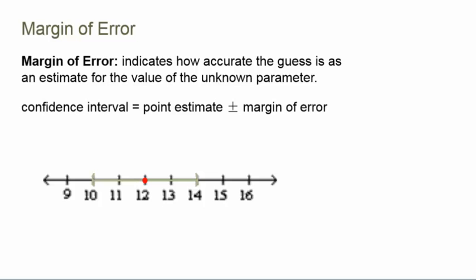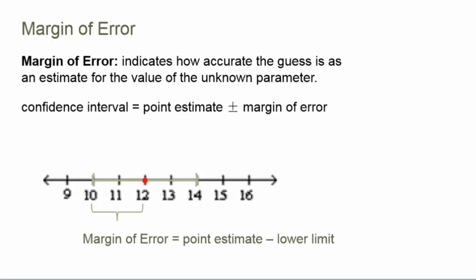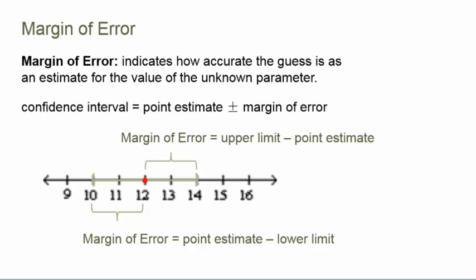Using our number line from earlier, I can find my margin of error by taking the point estimate and subtracting the lower limit. 12 take away 10 is 2. Or I can find my margin of error by taking the upper limit and subtracting the point estimate. 14 minus 12 is 2. So my point estimate is 12 plus or minus a margin of error of 2.